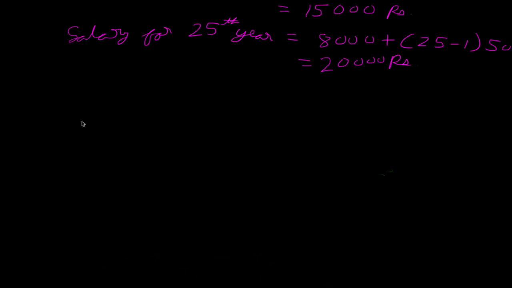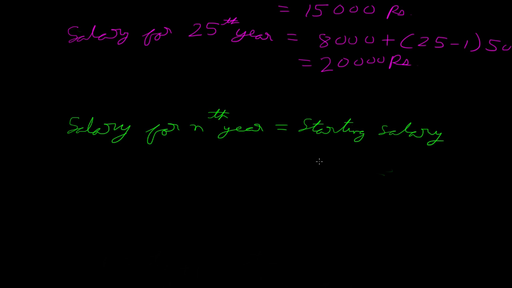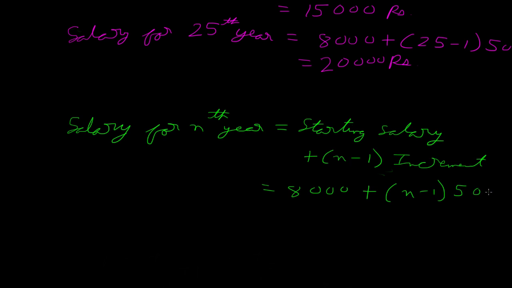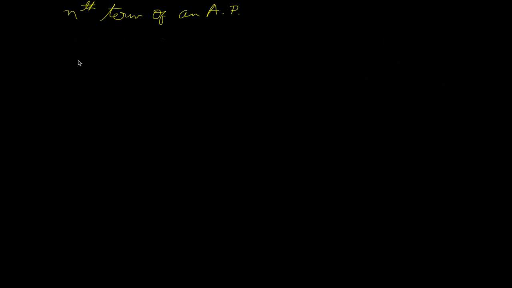So if we generalize the situation and we want to write salary for just some nth year, then the salary would be the starting salary plus we would have received the increment (n minus 1) number of times. So it will be starting salary plus (n minus 1) times increment. In this case, it will be 8,000, which was our starting salary, plus (n minus 1) times 500 rupees, which was the increment every year. So by now, you would have got a feel for how we write the nth term for an AP.